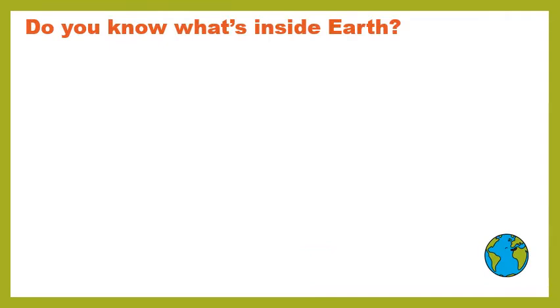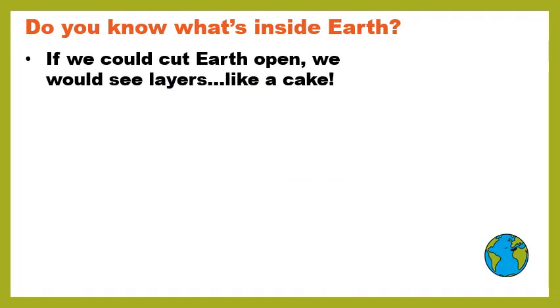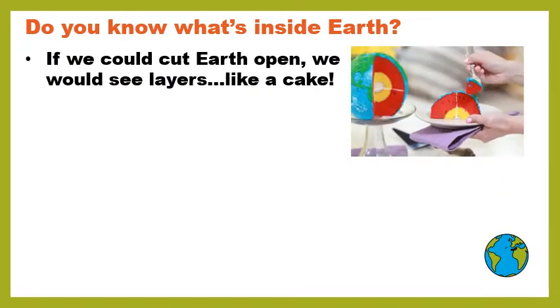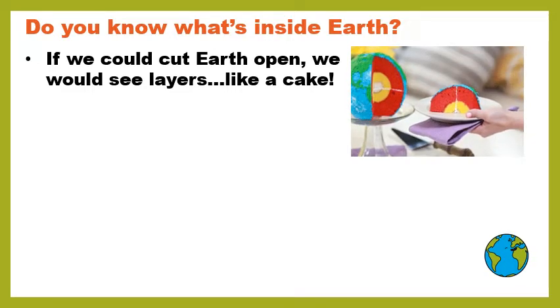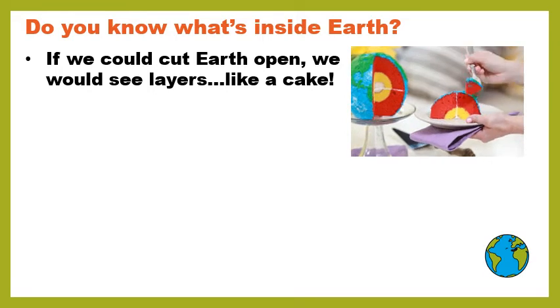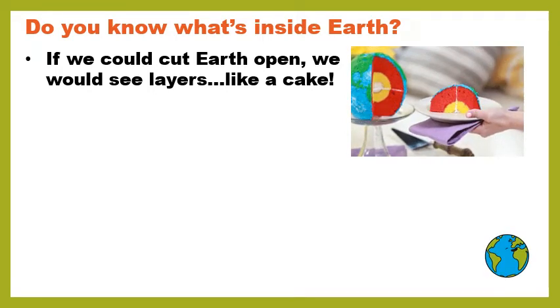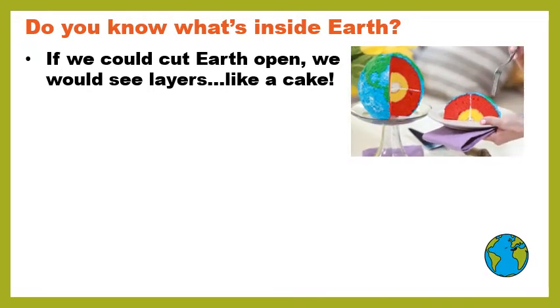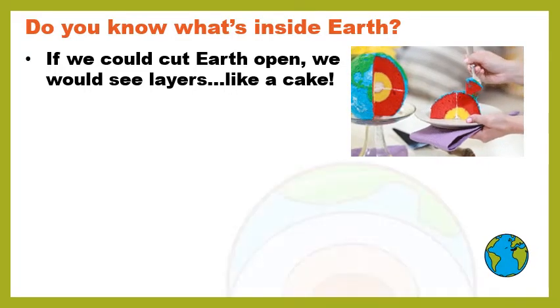So before we start learning about our 2 new types of alternative energy, I want to know, do you know what's inside Earth? Like if I cut it open, I would see layers like a cake. And hey, look at that. Someone made an Earth cake. And if I cut inside and have a delicious piece of cake, I can see those layers. I've got a red layer, I've got a yellow layer, and I have a white layer inside.